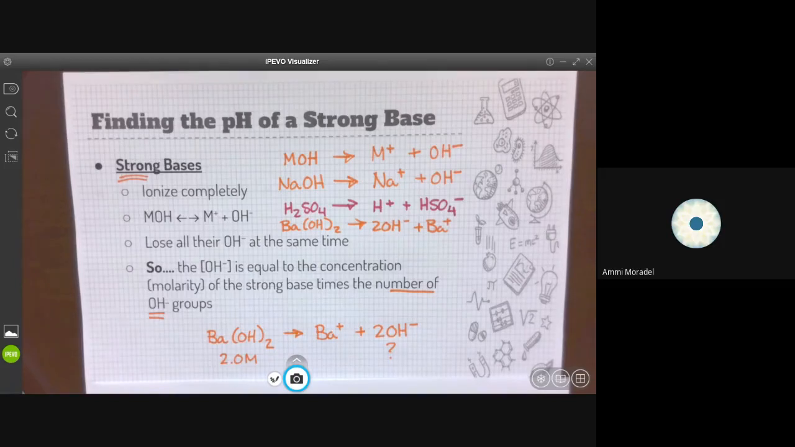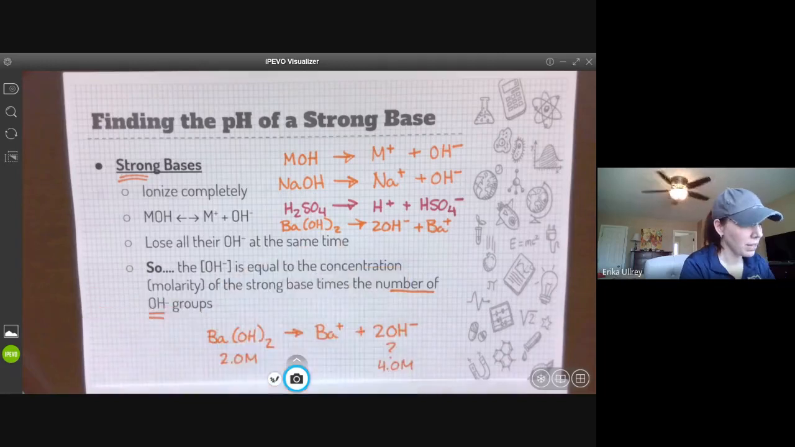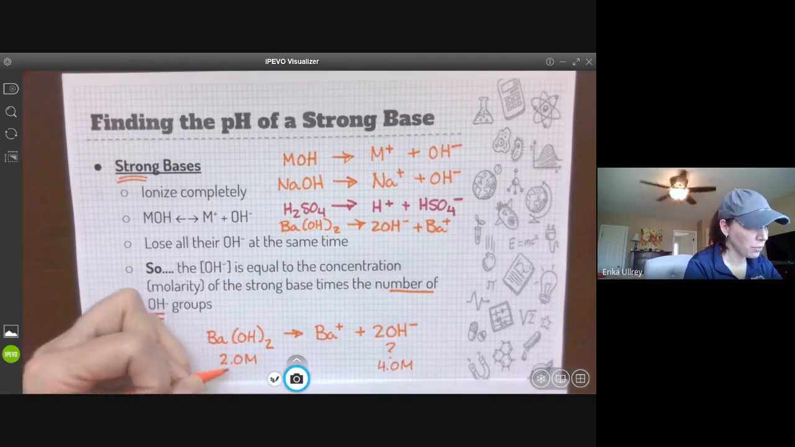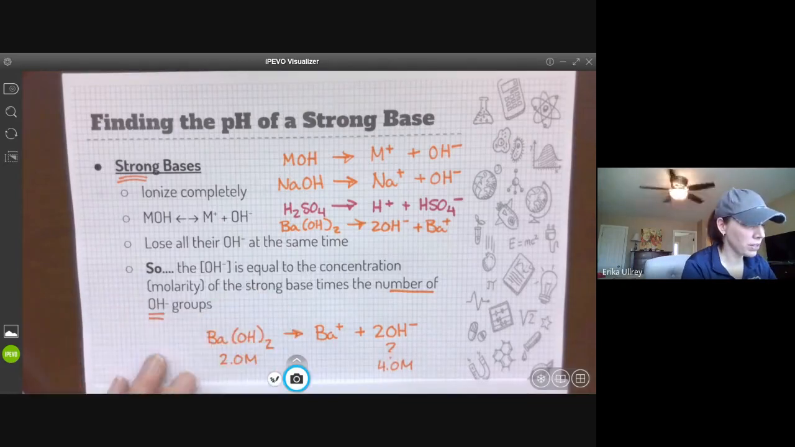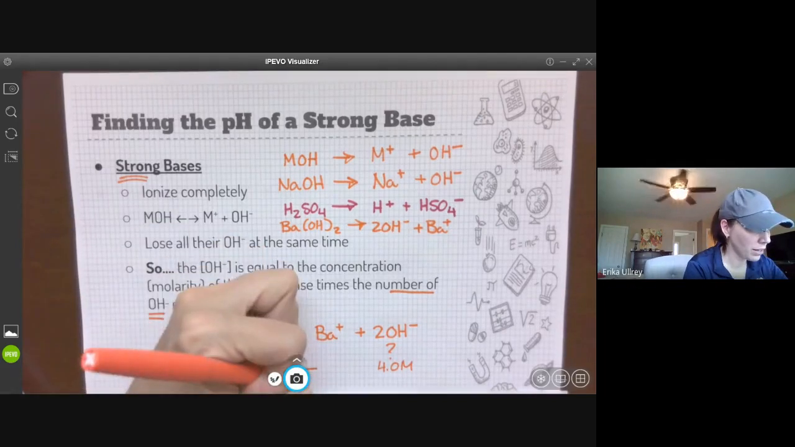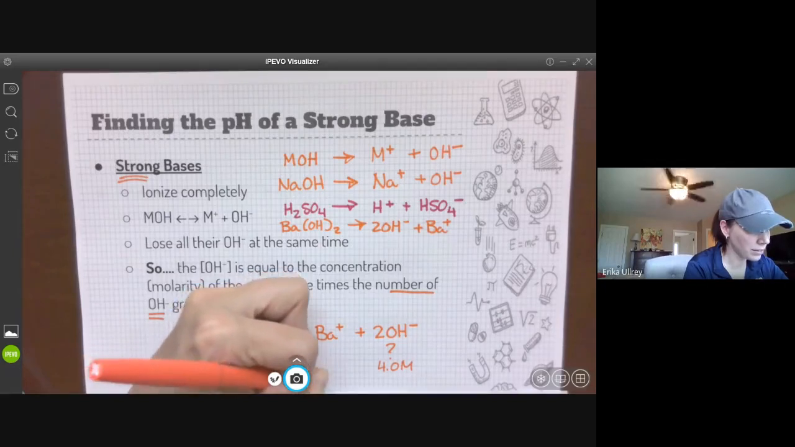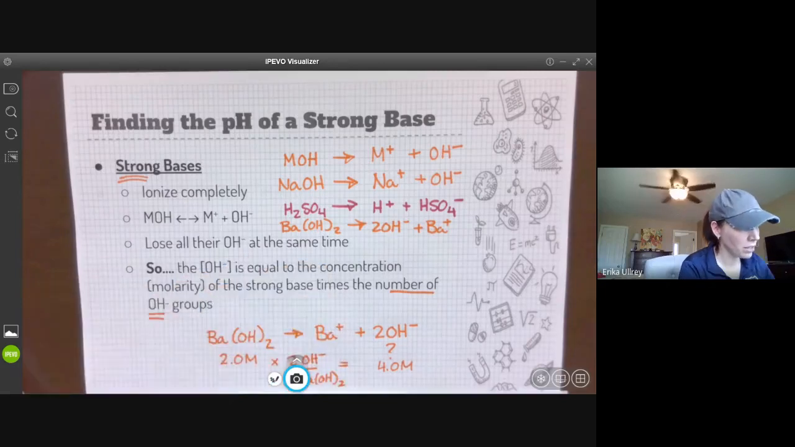It's going to be 4 molarity. Yep, it would be 4 molar. The reason for that is that for every 1 mole of barium hydroxide, we're producing 2 moles of hydroxide ions. Because this is a 1 to 2 relationship, for every 1 barium hydroxide, that's 2 OH ions being produced. So 2 times 2 would give us a molarity of 4. Does that make sense, guys?